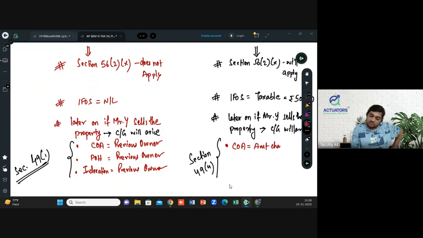अमाउंट chargeable to tax under IFOS plus amount paid. अगर मैंने कुछ दिया भी है तो मेरा कॉस्ट प्रीवियस ओनर का नहीं माना जाएगा.